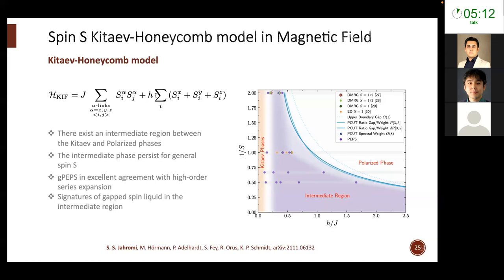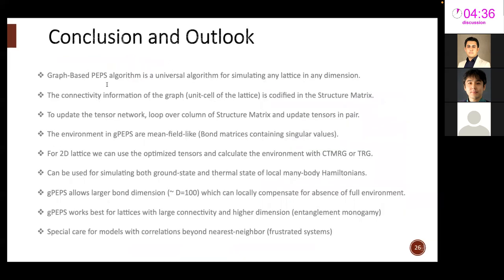We did this generic study based on GPEPS and also with high order series expansion, and extracted the phase diagram of this Hamiltonian for generic spin S with magnetic field. And you can see how this intermediate region spreads with increasing spin. This is also another example that GPEPS provided very fruitful information about the physics of the Kitaev model in a magnetic field. Okay, so let me summarize and wrap up my discussion.